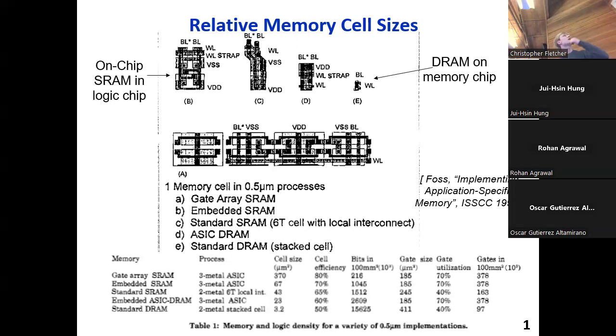So what you see on this slide are actual layouts of memory cells. The way to read this is kind of flipped. You have A, B, C, D, E at the top, and what A, B, C, D, and E correspond to down at the bottom, and then a table of the technical details at the very bottom. The first three are SRAM cells, and the bottom two are DRAMs.